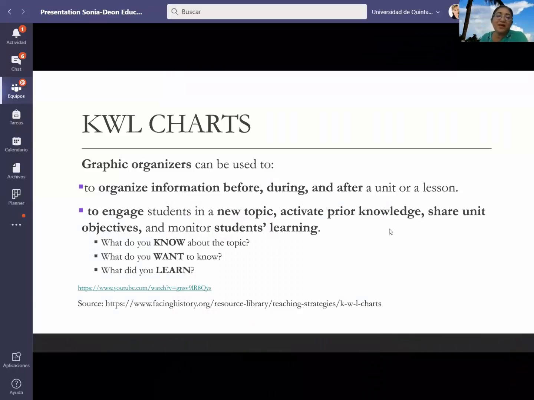Thank you. KWL chart. I'm pretty sure that many of you have already experienced, as I said, as a student or as a teacher practitioner, this chart. Any of you would like to tell me something about it? What do you know about it, or what was your experience with it before we start with the explanation?